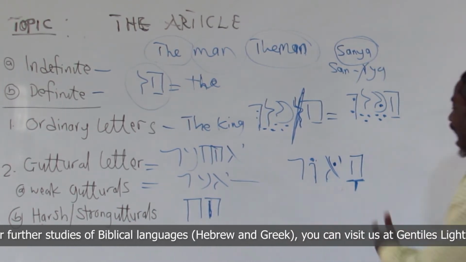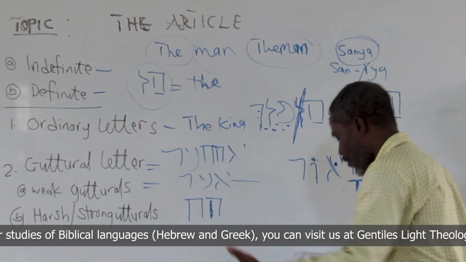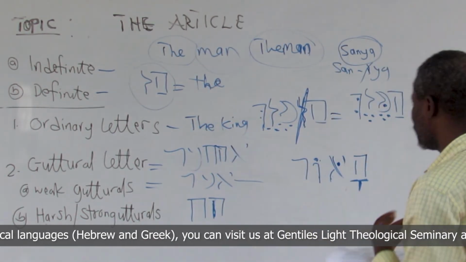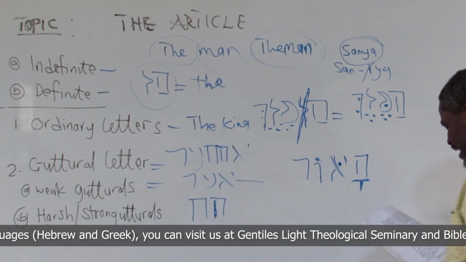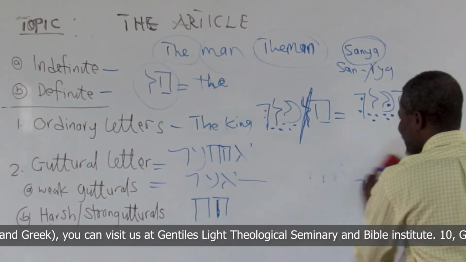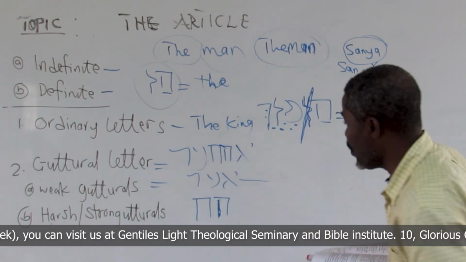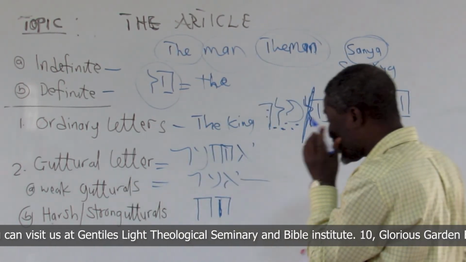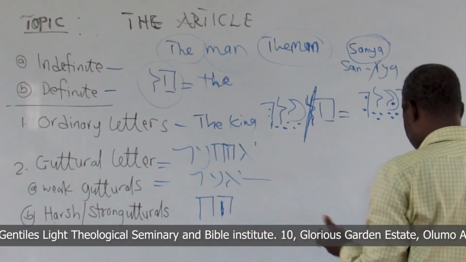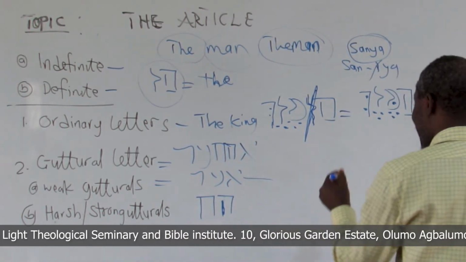So you have ha-or. The same thing happens when you use a word that begins with the letter ayin or resh. But the principle is only applicable here to weak gutturals. When it comes to harsh gutturals, like het and he, for example, let's have palace, which is hekhal.